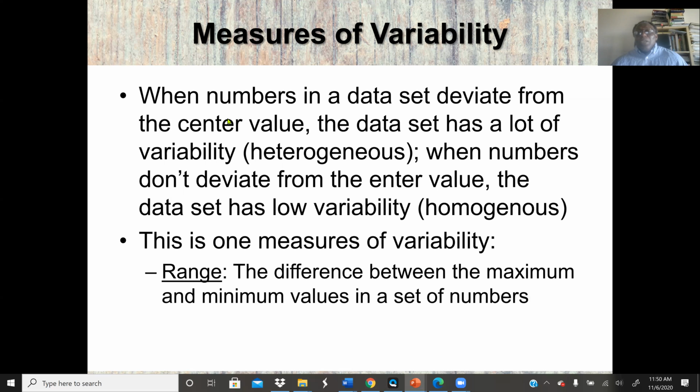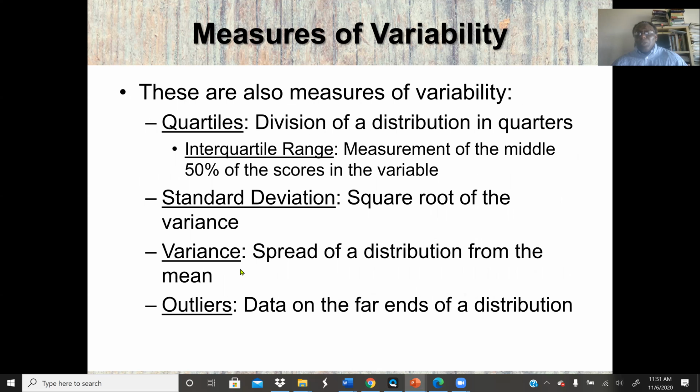So we say when numbers in a data set deviate from the center value, the data set has a lot of variability, for which we can also use the term heterogeneous. When the numbers don't deviate from the center value, the data set has low variability, which is homogeneous. Another measure of variability is the range. The range is the difference between the maximum value and the minimum value. That tells us the spread of all the values. If the range is 0, it means the minimum value is the same as the maximum value.